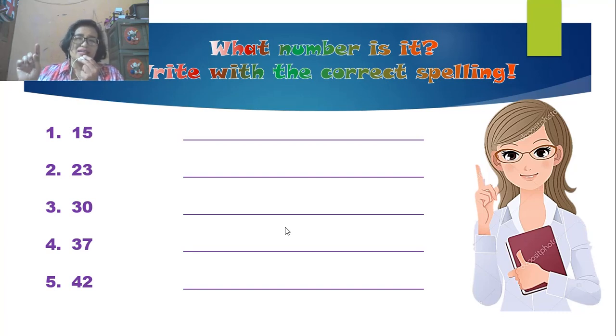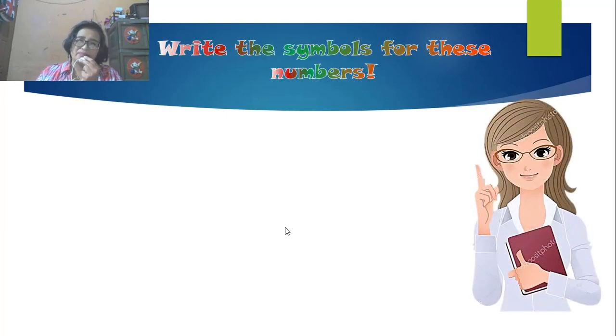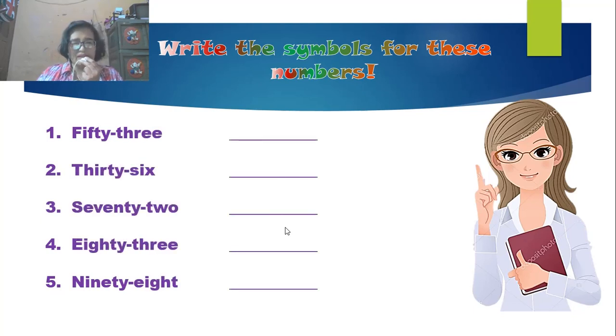Remember about how to tell the numbers. Just combine between tens and numbers 1 until 9. Kombinasikan antara puluhan, I mean 20 until 90 tens, dan satuan. This is the second part. You have to write the symbols of the number. So there are 10 questions that you have to write down. You have to answer. Okay?